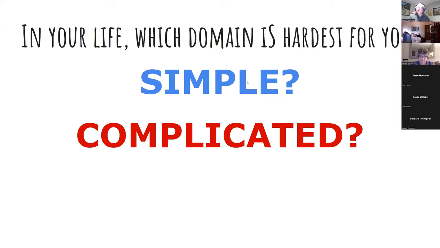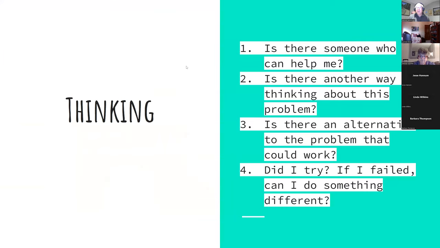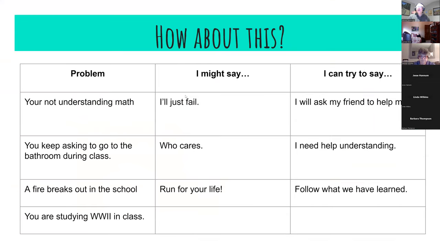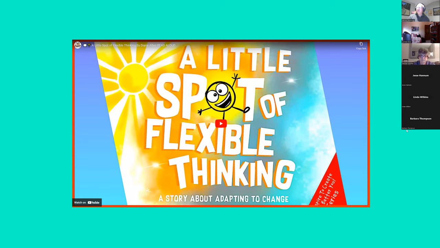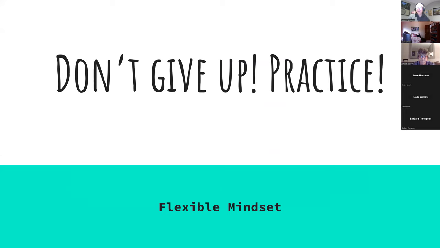and then a discussion, in your life, what's hardest for you, and then how you should be thinking about problems, a discussion about questions that you can ask in order to solve problems, and relating it to how you might think in a fixed mindset versus how you might think in a growth mindset, and then kind of summarizes with another video, and then your summary, don't give up in practice. So I thought I'd at least run through those slides with you all, because I don't think that she's going to be able to present them, but I thought that they were really good also. So that's in the spreadsheet, so you have access to those.